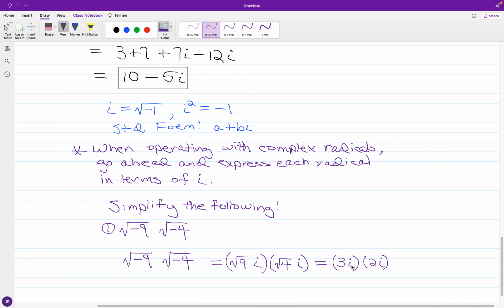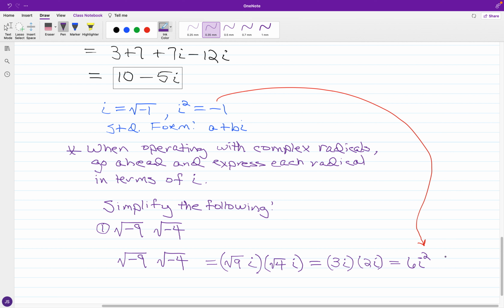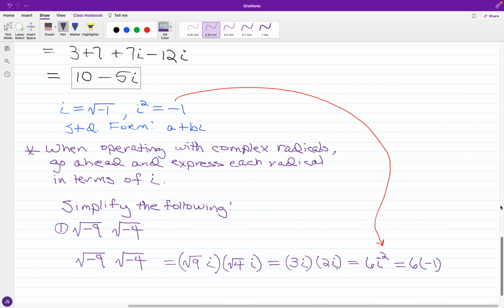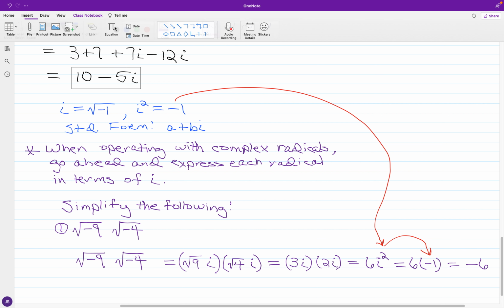Once we multiply, you get 3i times 2i. 3 times 2 is 6, and we get 6i squared. And we have i squared equal to -1. So 6i squared becomes 6 times -1. And for the product of the square root of -9 and the square root of -4, this comes out to -6. That will be the result in this case.